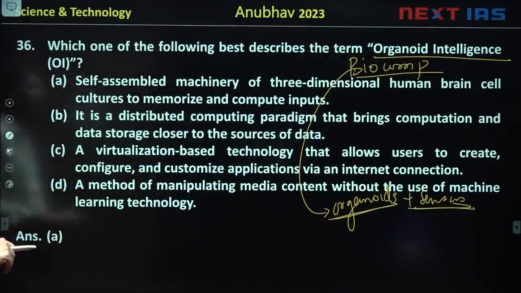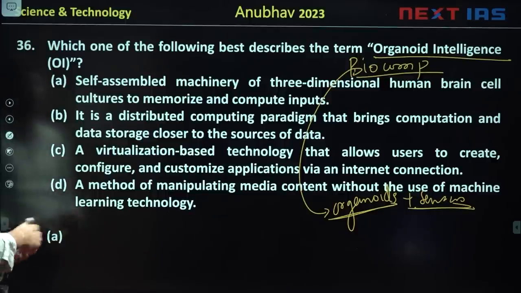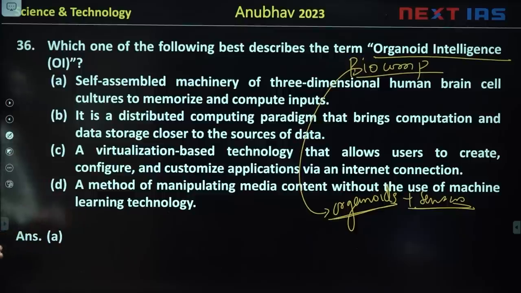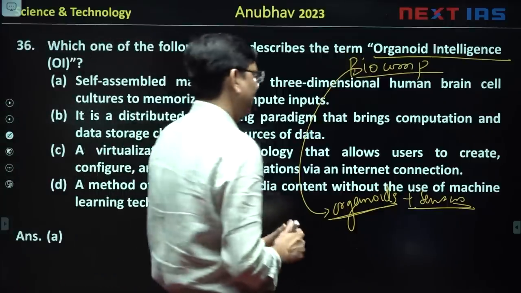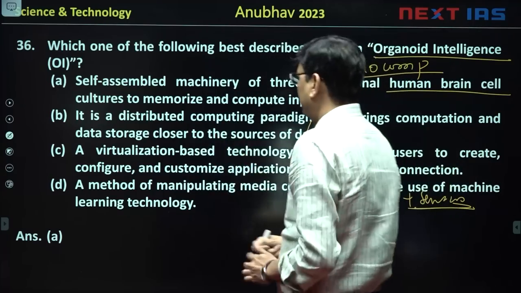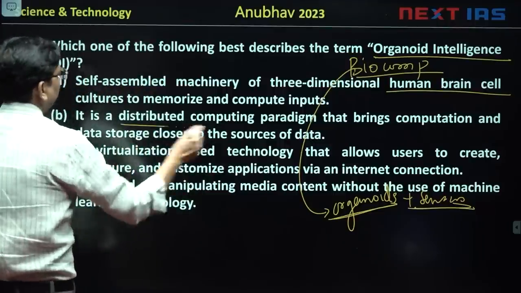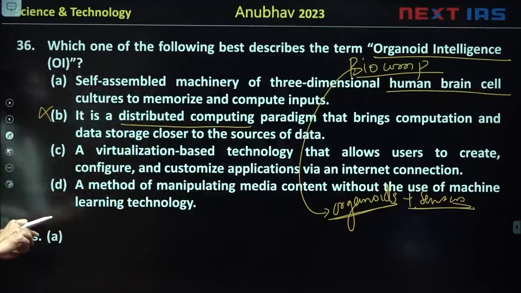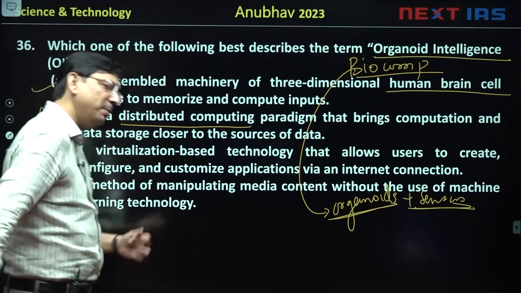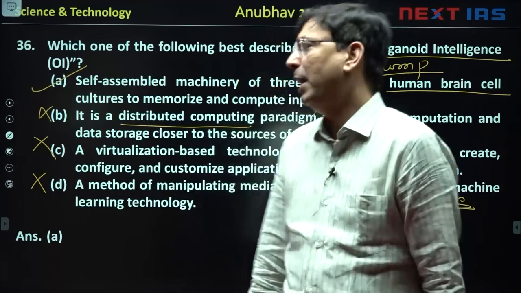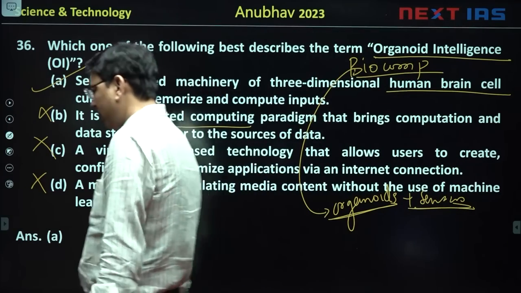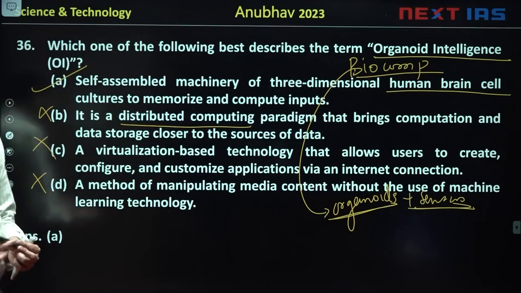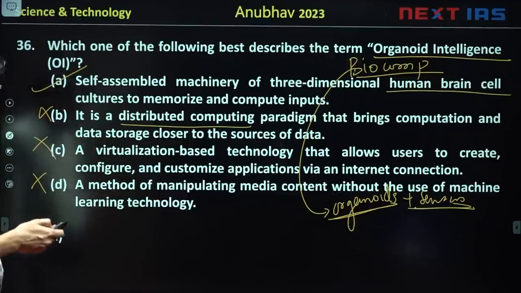Self-assembled machinery of three-dimensional human brain cell cultures to memorize and compute inputs. It is a distributed computing paradigm that brings computation and data storage closer to the source of data. The first thing I said was brain. Say, for example, we don't know the answer, but I never said distributed computing, so this is out of the equation. A virtualization-based technique that allows users to create configured customized applications? Come on. A method of manipulating media content? Come on. So the answer is A. This is biocomputer, organoid, organ, biocomputer. Their brain cells were cultured, obviously, for remembering or executing operations.